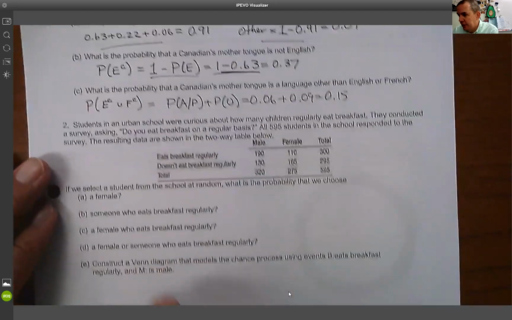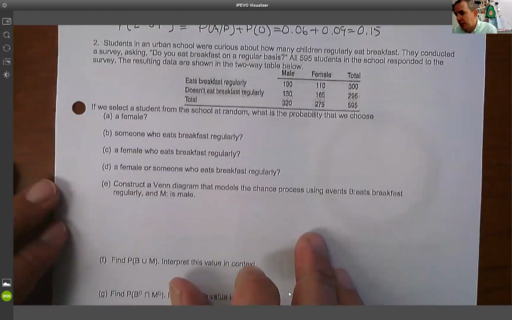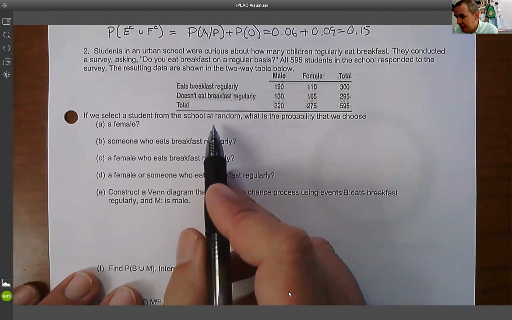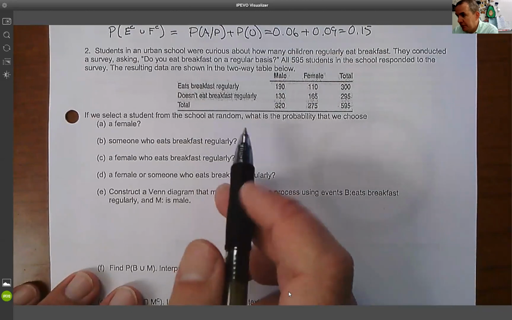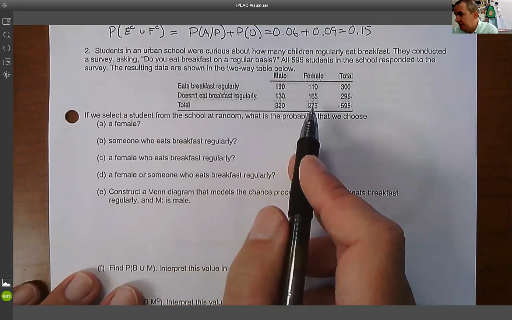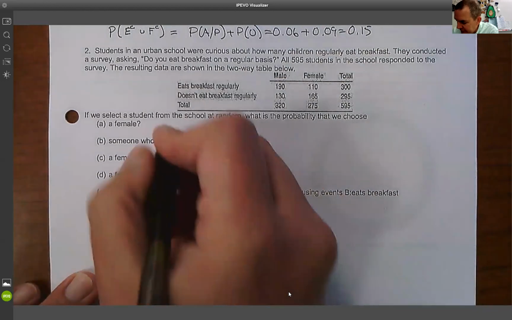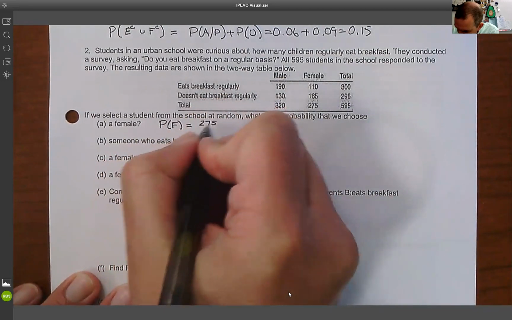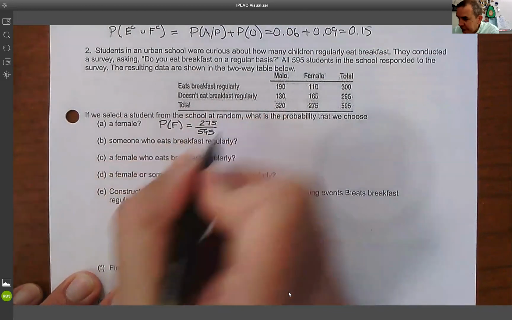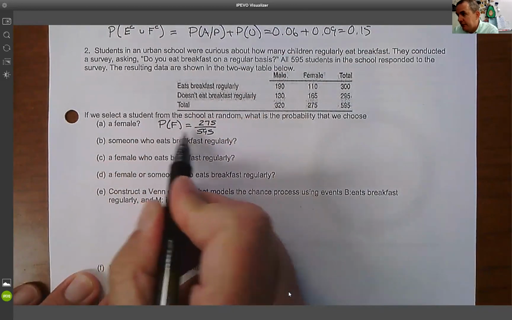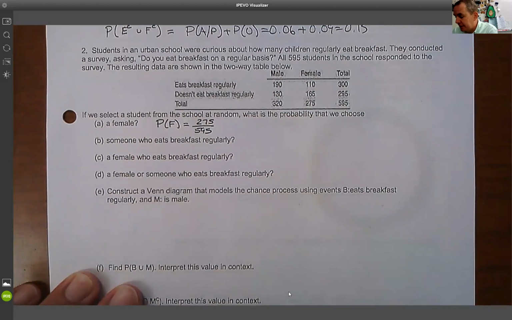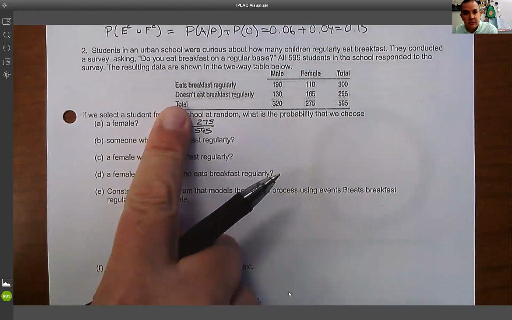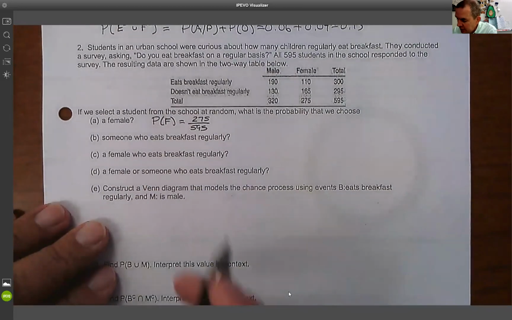Now, here's a two-way table. I'm going to do these problems right here; pause it and do them in chunks. If we select from the school system at random, what is the probability that we choose a female? Well, my females here are 275 out of 595. So the probability of female equals 275 out of 595. Notice it's a complete sentence. Don't just put down the fraction, because that's considered an incomplete sentence. Make sure you put the probability in front.